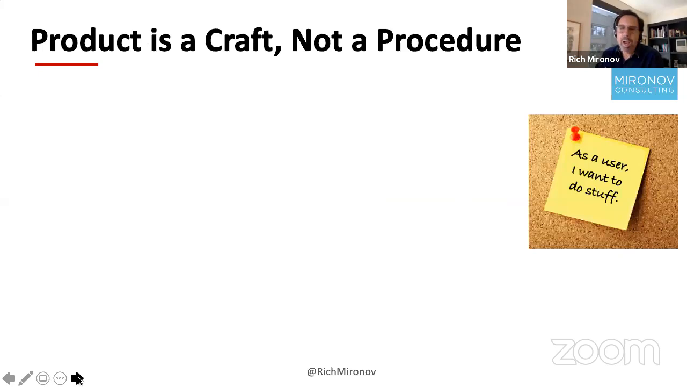So first of all, I would note, product's a craft, it's not a procedure. Just because you've got the grammar down on how to write a user story, and here's our user story, as a user, I want to do stuff, right? It's a qualified grammatical thing, and it's worthless and useless, right? If we think our job is to write tickets, well, you're not working in my department, right?